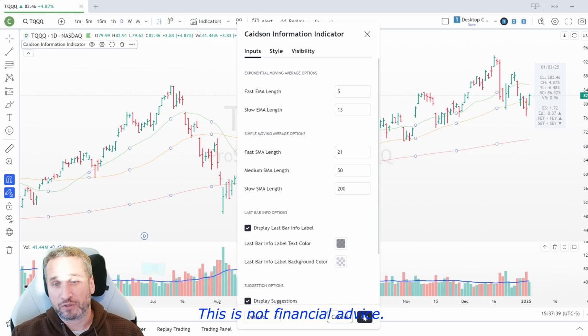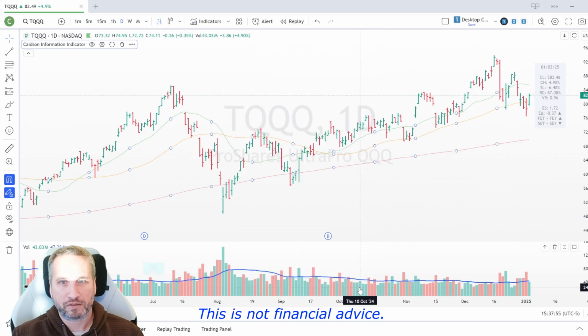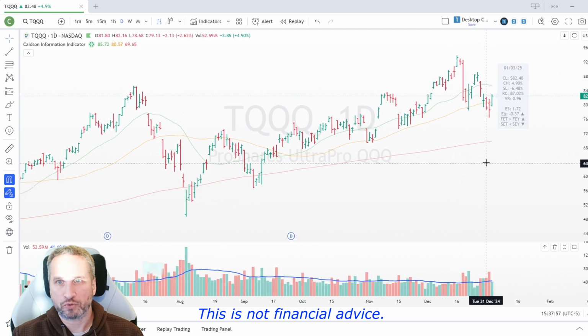I generally don't use these that often. I only glance at them here and there just to get a good idea of the overall trend in the market. So sometimes I'll show just the fast and the medium just to see which one's above the other. But for now, I'll show all three. And looking at TQQQ, right now, this is the kind of behavior you want. You want to see the fast moving average above the medium and the medium above the slow. That overall means things are trending upward.